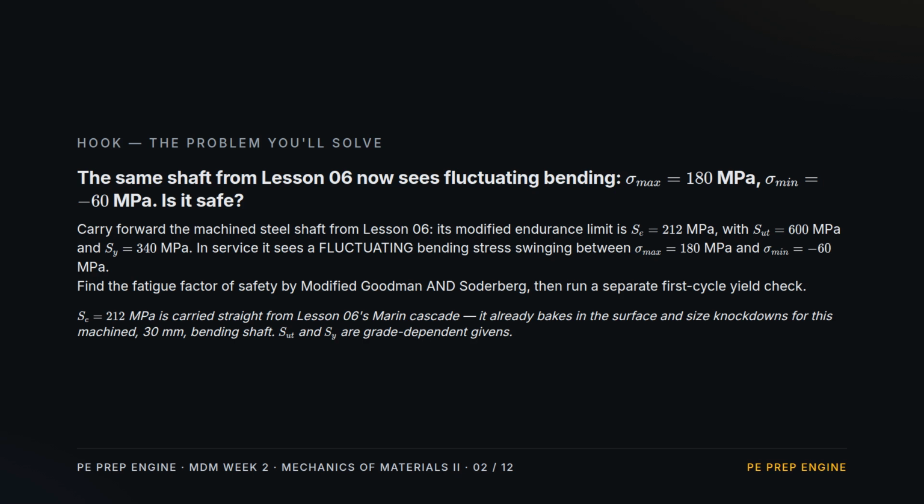Here's the problem. Same machined steel shaft from last lesson. We already derated its endurance limit to 212 megapascals. Now put it in service, where the bending stress isn't fully reversed. It swings from a tension peak down to a smaller compression. Given the ultimate and yield strengths, find the fatigue factor of safety two ways, modified Goodman and Soderberg. Then check separately that the first load cycle doesn't yield it.